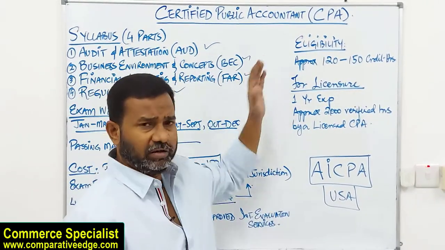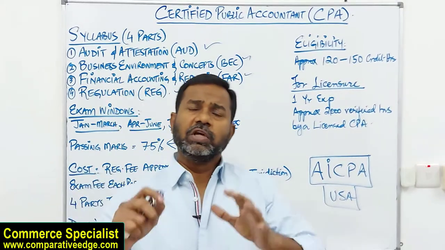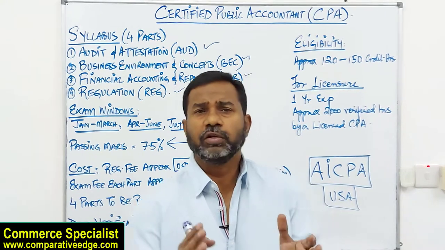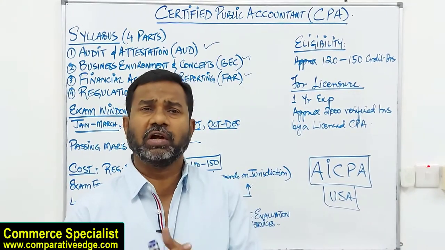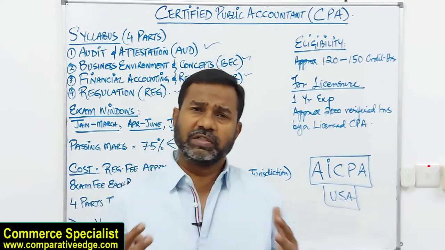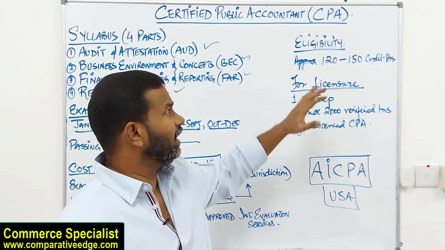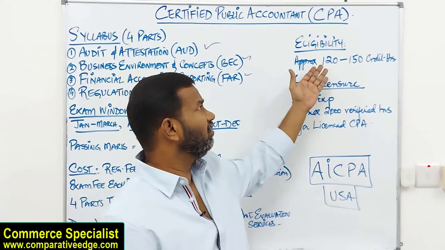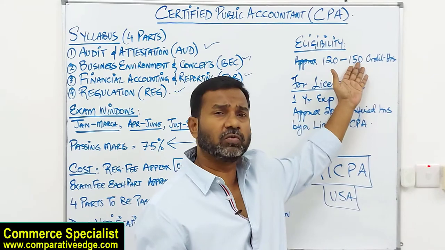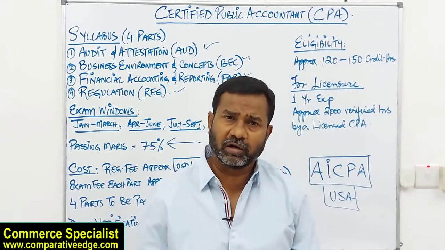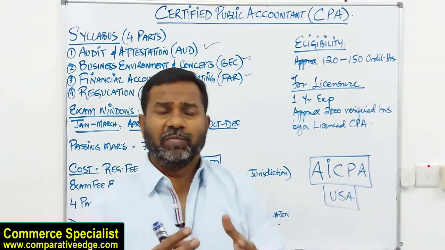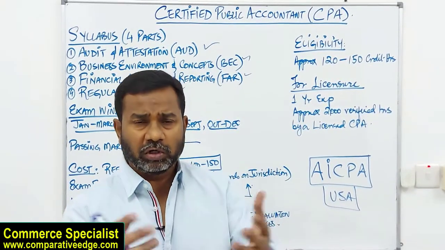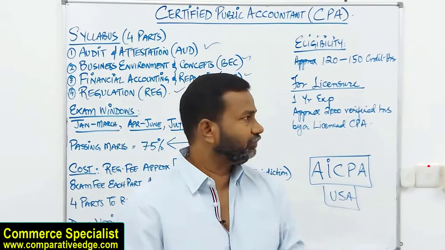Coming to eligibility here. Generally, you need 120 credit hours, say a 3 to 4 years bachelor's degree, depending on which country you are from and which university it is. But again, it varies depending on the jurisdiction. For certain jurisdictions, they require 120 credit hours. Certain jurisdictions would require up to a maximum of 150 credit hours, depending on whether you have a bachelor's degree, an honors degree, or an associate degree, depending on your specific qualification.